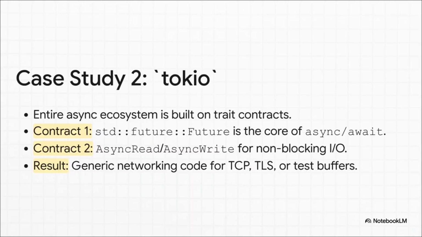And it's not just serde. We see the exact same pattern in Tokio, Rust's async runtime. The whole async/await world is built on these contracts, like the Future trait and the AsyncRead and AsyncWrite traits for I/O. This is what lets you write this really clean, high-level networking code that can talk to a secure TLS stream over the internet, or, just as easily, talk to a simple little in-memory buffer for your tests. It doesn't care. As long as the other end honors the contract, it just works.